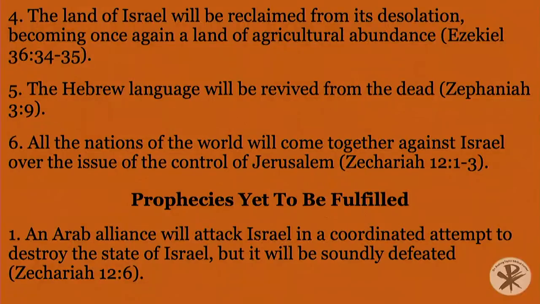There are also prophecies that are yet to be fulfilled. And I want us to look at those particular prophecies and how they play a role in the book of Revelation. The first of these is that an Arab alliance will attack Israel in a coordinated attempt to destroy the state of Israel, but it will be soundly defeated. That's found in Zechariah 12:2.